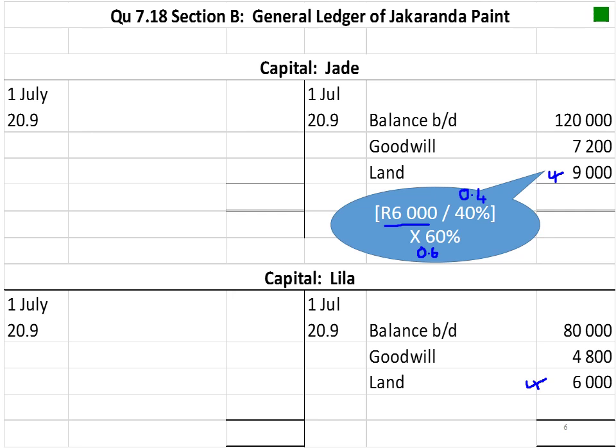So if the total value of land increased by 15,000, the journal entry is debit land with 15,000 in the books of the partnership, credit Jade's account with 9,000, that's 60%, and credit Lilla's account with 40%, which is 6,000. So we can see here we are increasing the capital account of Lilla, because basically since she joined the partnership, this goodwill has been created and the land has increased in value, and we're now attributing her share of the increase in both of those assets to her capital account so that it can get paid out to her when she retires.